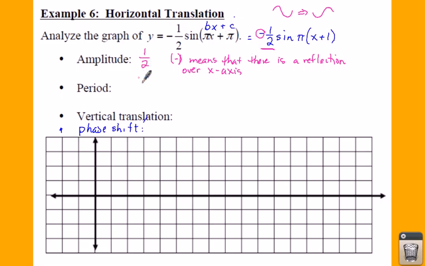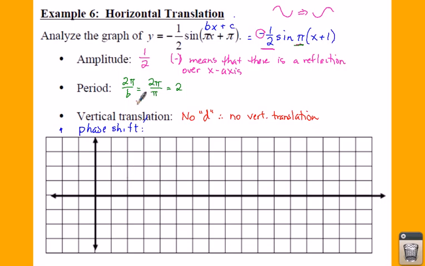So then we find our period. The period is just taking your b value here, 2 pi divided by our b, which is 2 pi over pi, which is just 2. That can't be possible. 2 radians? Uh-oh, I don't know how we do this. Vertical translation, that means, what's our d out here? We have no d, so therefore no vertical translation.